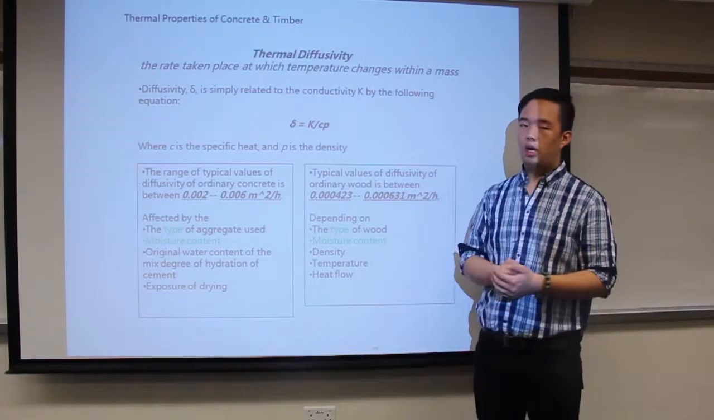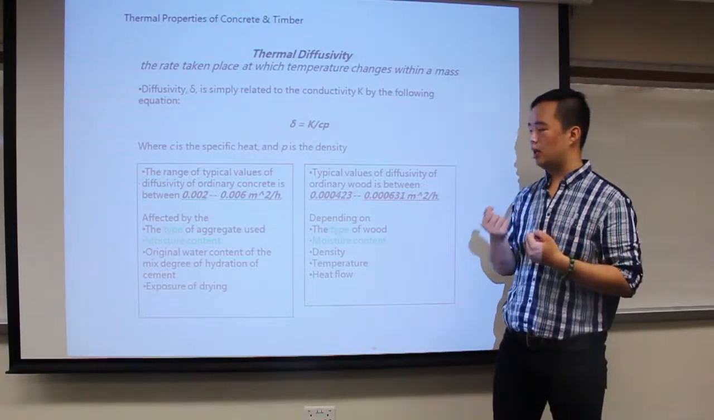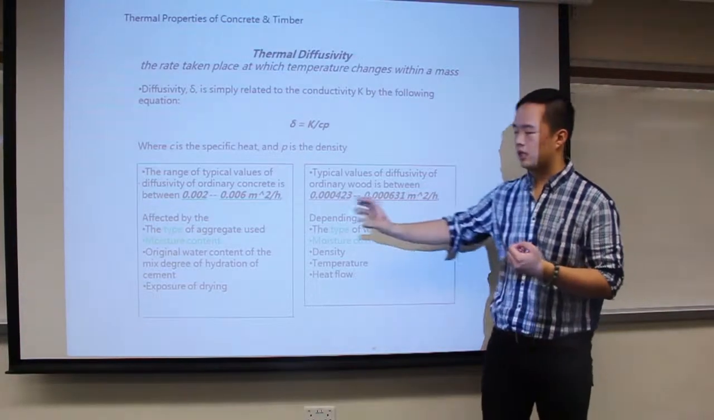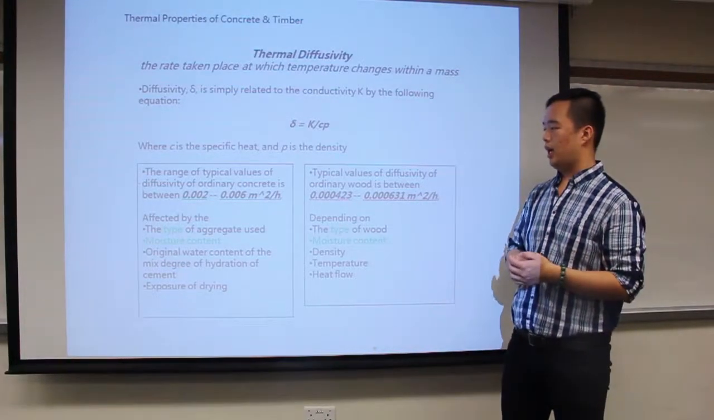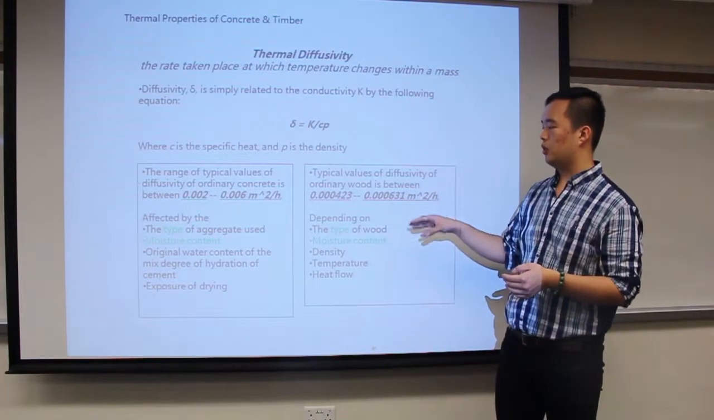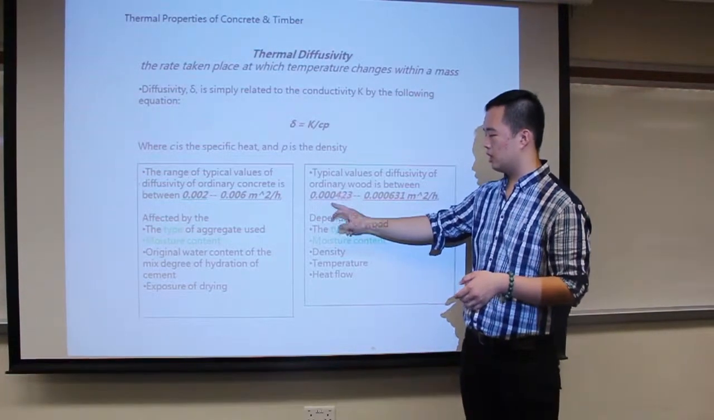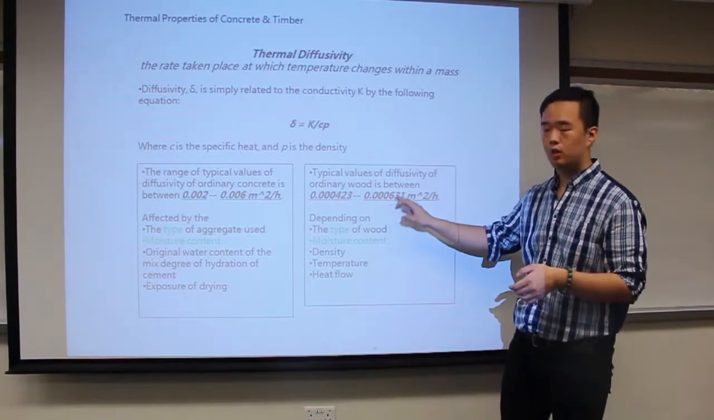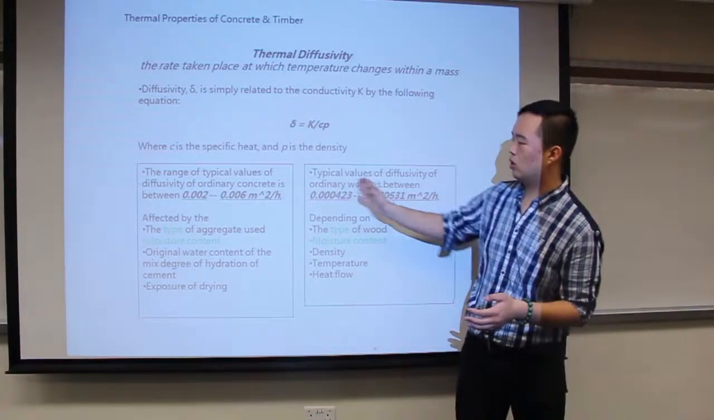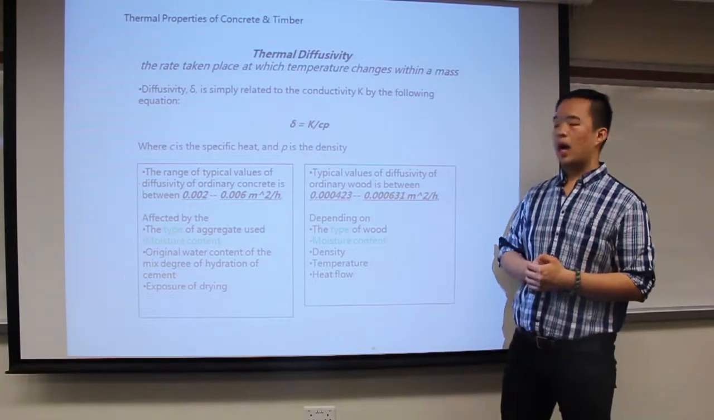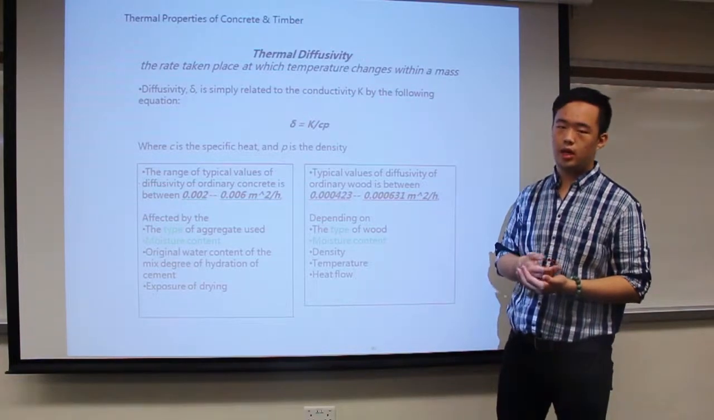m² per hour. And it will be affected by the type of aggregate used, the moisture content, the original water content, which is a little special compared to the previous properties, and also the exposure to drying. And as for the diffusivity of ordinary wood, the typical value is always between 0.000423 to 0.000631 m² per hour, which is much lower than concrete as well. And it also depends on the type of the wood, the moisture content, the density, temperature, and heat flow.